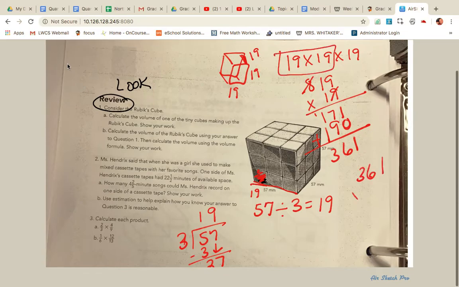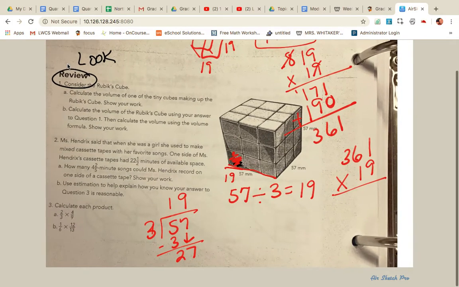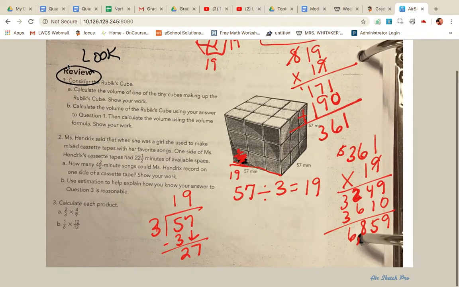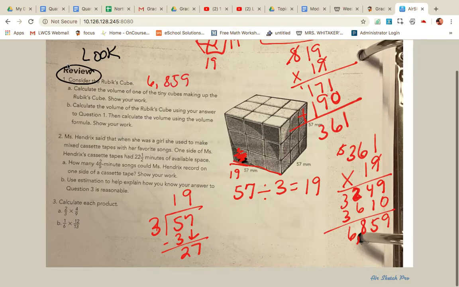Now I'm going to do 361 times 19 again for that third 19. And what does that give me? 9 times 1 is 9. 9 times 6 is 54. 9 times 3 is 27. Plus 5 is 32. Put your placeholder, cross that out. 1 times 1 is 1, 1 times 6 is 6, and 1 times 3 is 3. Add your answers together. So the volume of one of those little cubes is 6,859.